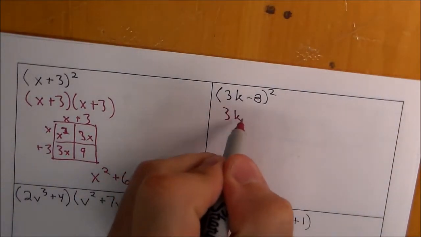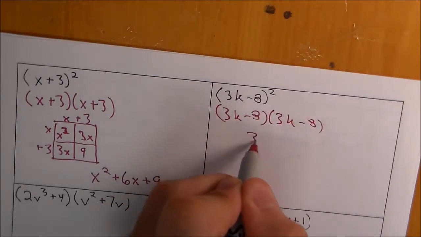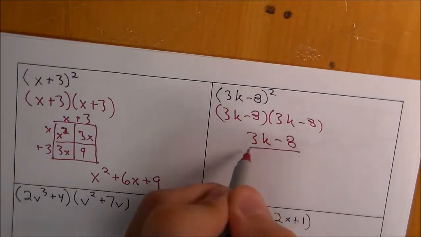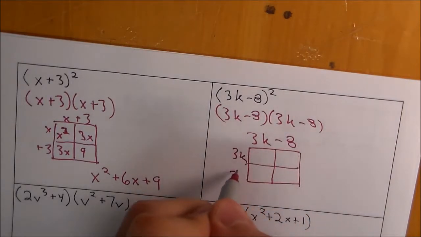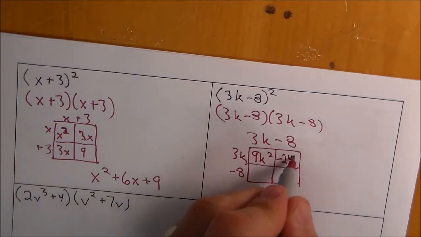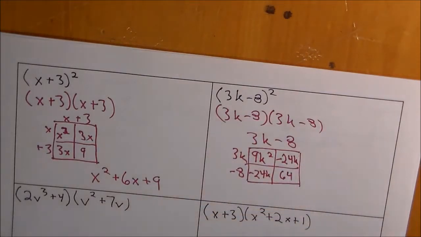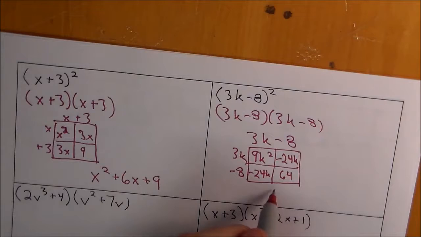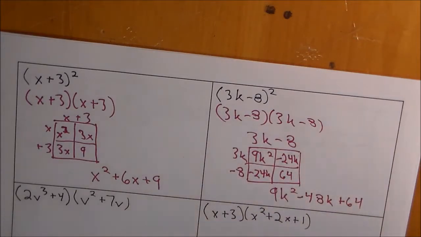3k minus 8. Again, write it twice. Then we use the box. We multiply, we get 9k squared minus 24k, minus 24k, and a positive 64. When we combine the terms, we have 9k squared as our lead term, negative 24 and negative 24 is negative 48, and then a plus 64 at the end.